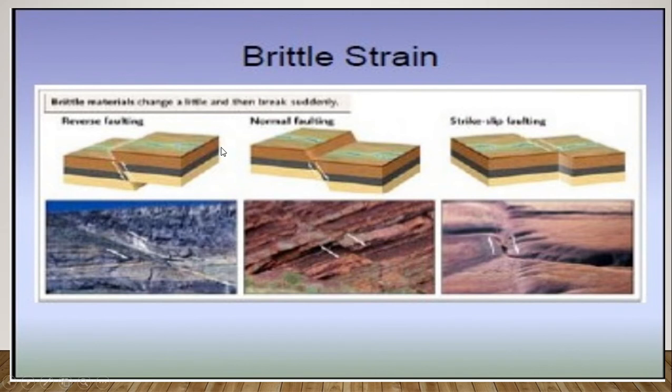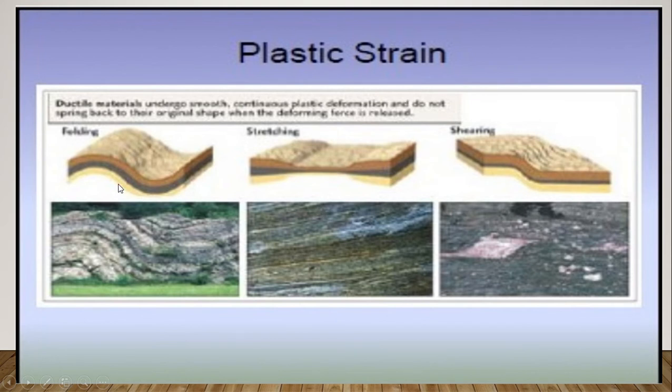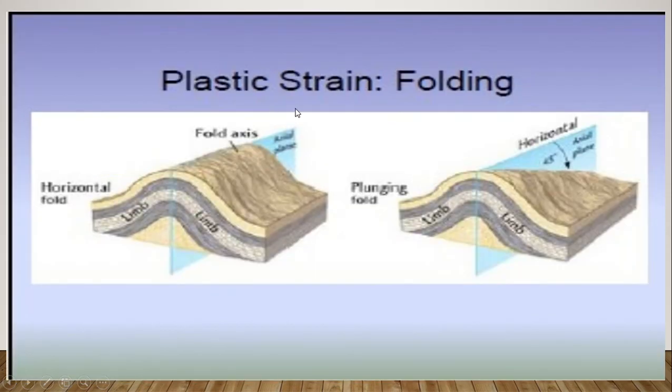So this is how brittle strain looks like. It results in reverse faulting, normal faulting, and strike slip faulting. Looks like this. Plastic strain will result in foliation, folding, stretching, and shearing. This is folding, this is stretching, this is shearing.